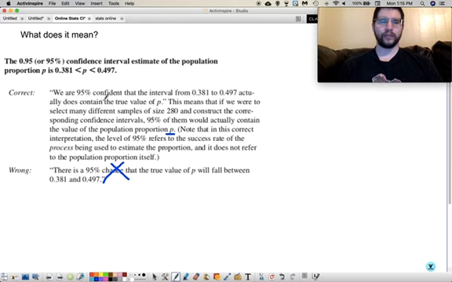It's saying that if you do this same number of trials many, many times, 95% of those trials will actually have the population parameter in there, the population proportion.